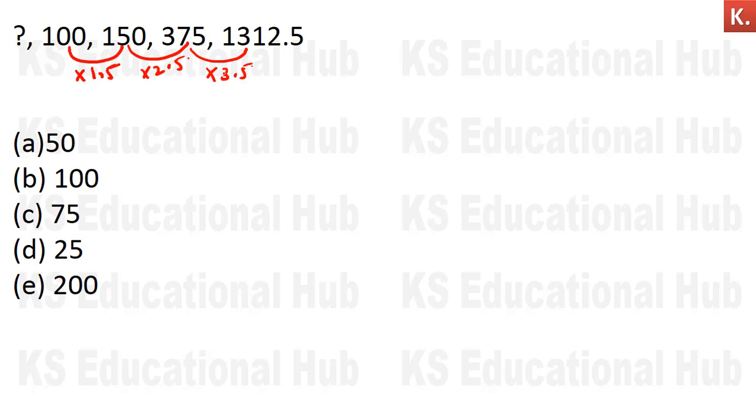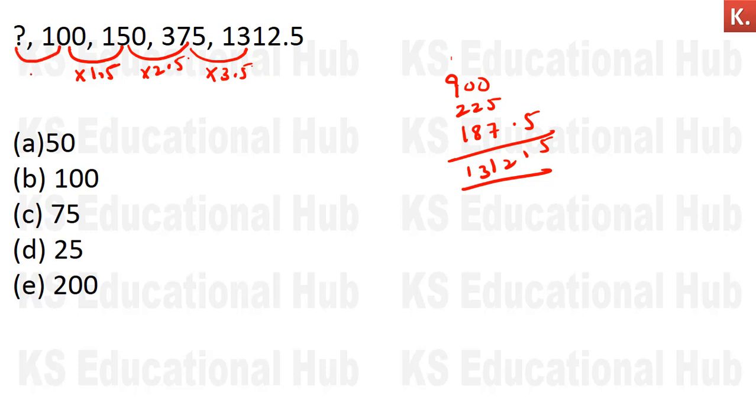So 375 into 3. So 3 into 3 is 900, okay? 75 into 3 is equal to 225. So 375 into 0.5, that is 150 plus 37.5, so that is 187.5. Now let us add all this. So that is 1312.5. So exactly correct. So therefore it is 1.5, it is 2.5, it is 3.5, and whatever the value which we get here, that had to be multiplied with 0.5.